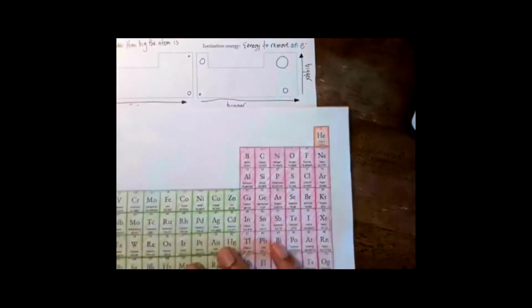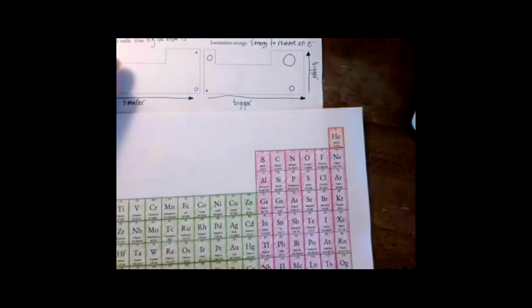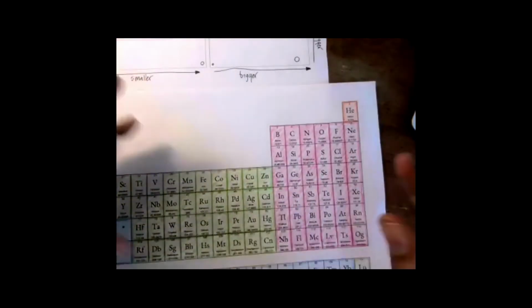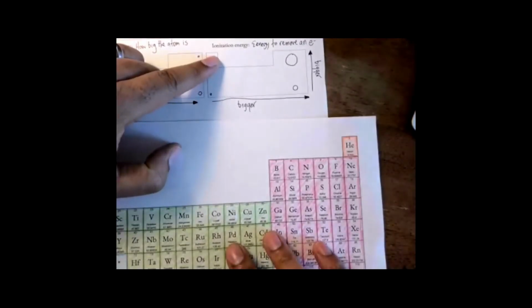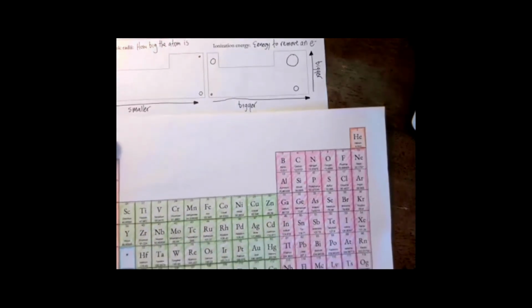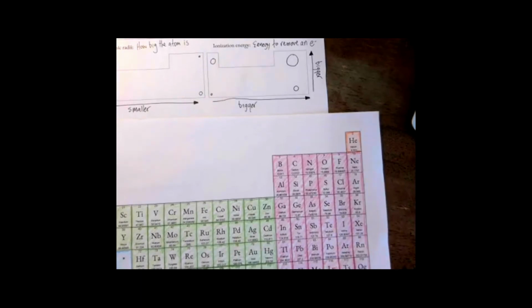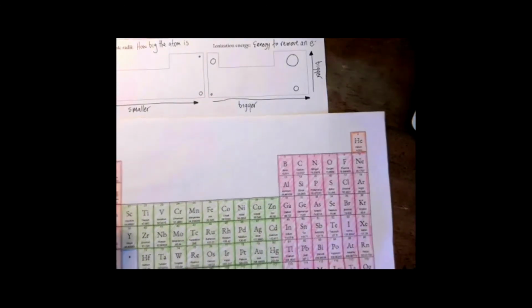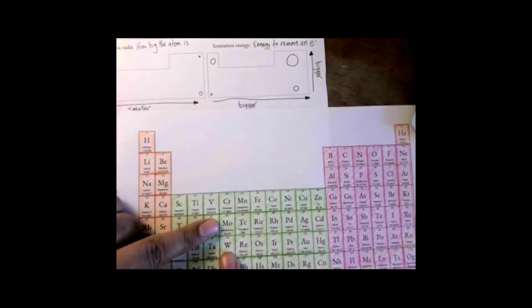Okay, let's try another one using this example. This time I'm going to go smaller, so you have to think backwards. Which one has a smaller ionization energy? A smaller ionization energy. Let's say molybdenum or tungsten. Which one has a smaller ionization energy? Mo or W?